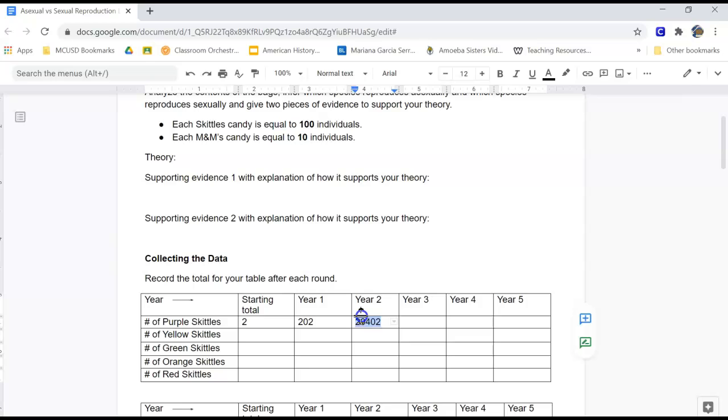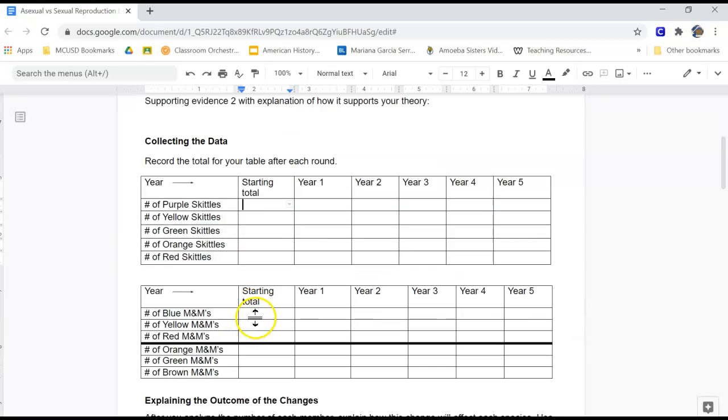And then you will do the same with M&Ms, except each M&M is only worth 10 individuals. So let's take a look here. You will have 4 blue, 2 yellow, 3 red, 4 orange, 4 green, and 3 brown.